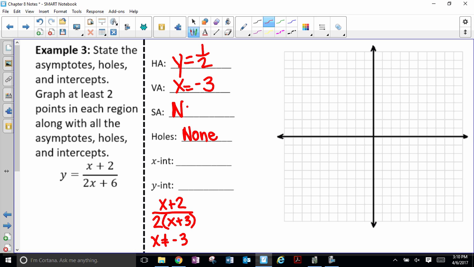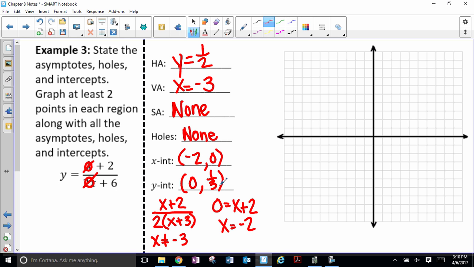You should have gotten none for this slant asymptote because there is a horizontal asymptote. Your x-intercept, you're going to plug in 0 for y and only set the numerator equal to that. So when you solve, you got x equals -2. So -2, 0. Y-intercept, you go back to the original, plug in zeros for the x's, so that kind of gets rid of them. So you're left with 2/6, which is 1/3 when you simplify. So you should have gotten this for your y-intercept.